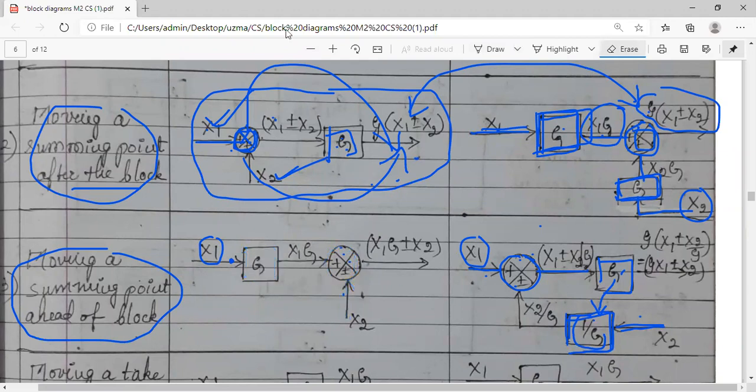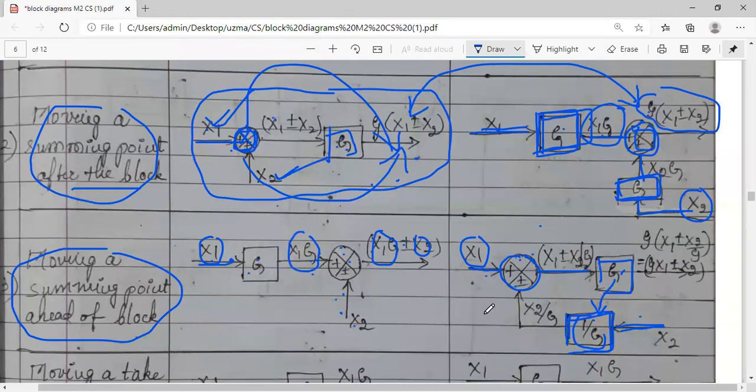In the first diagram, you can observe you have the input x1, g is the gain. So your output is gain times the input, so x1 into g. So this is one input and this is the other input. So simply either add or subtract: x1 g plus or minus x2. This is your final output in the original diagram.